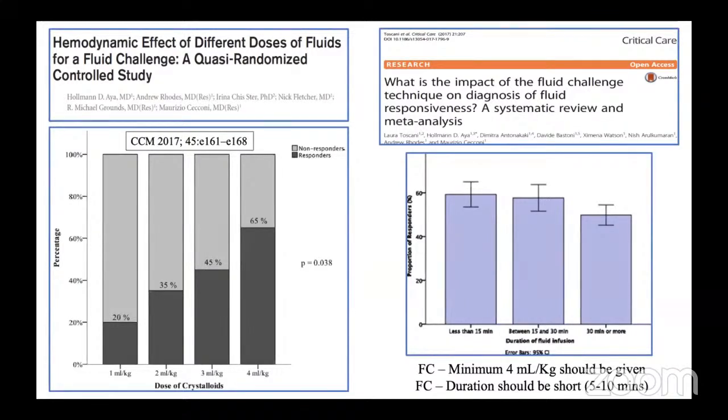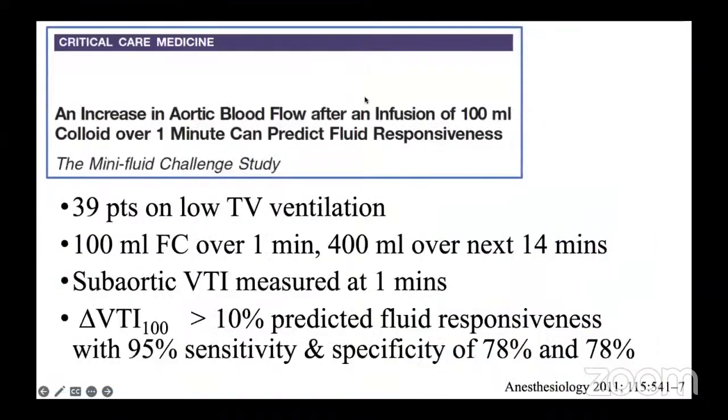A meta-analysis by the same group, again published in 2017, looked at the impact of fluid challenge technique on diagnosis of fluid responsiveness, and they found that the duration of the test should be short and not very long.